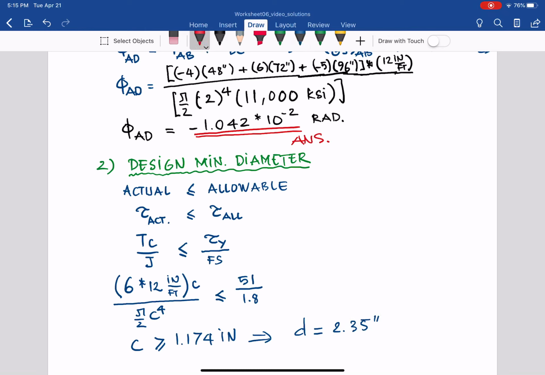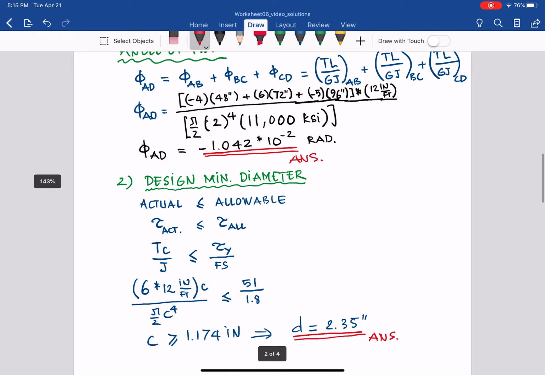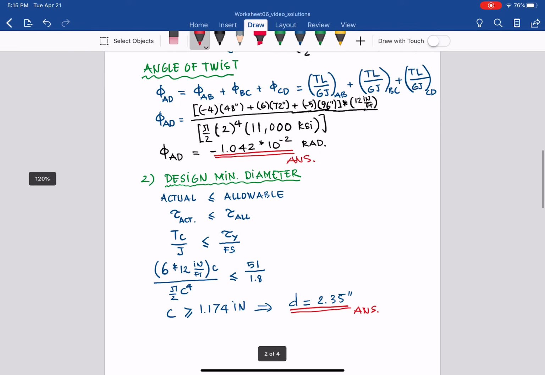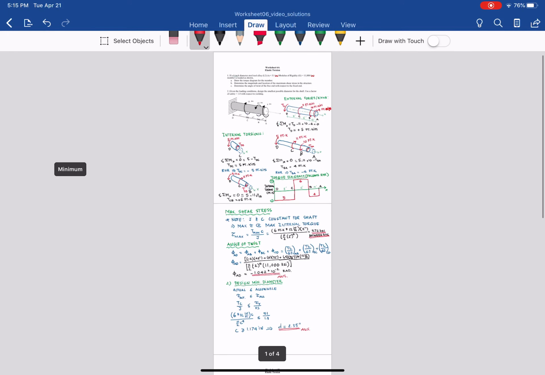So what does that mean? The 4 inches given in part 1 is more than enough. We only need at least 2.35 inches. With that, we're done with part 2 of worksheet number 6A.